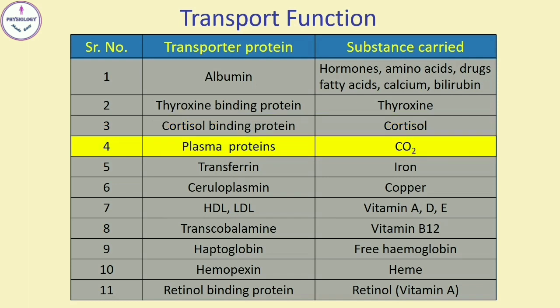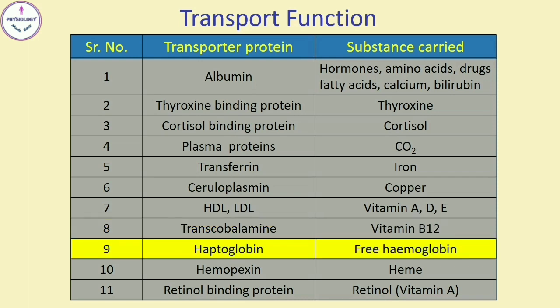Plasma proteins also carry carbon dioxide. Some amount of carbon dioxide combines with plasma proteins to form carbamino compounds, and in this form it is transported through blood. Next is transferrin. It transports iron. Ceruloplasmin. It transports copper. HDL and LDL, they transport fat-soluble vitamins, that is vitamin A, D and E. Next is transcobalamin. It transports vitamin B12.